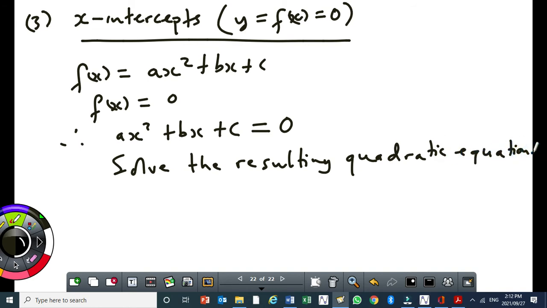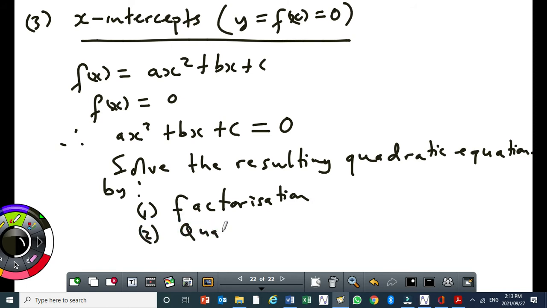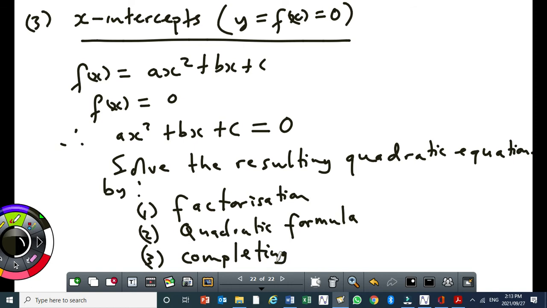Remember, you solve the quadratic equation by many ways. So I'll say by 1, factorization if it's possible. Factorization, quadratic formula, which is the best, or you can use a calculator if you want. But you can also solve by completing the square. But I don't think most learners, from my experience, like this.